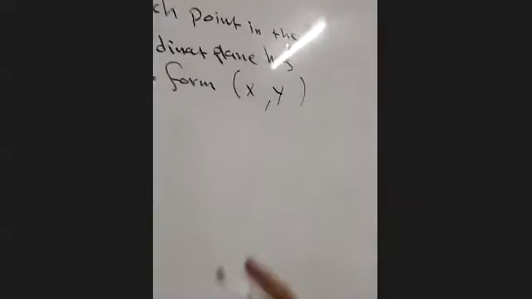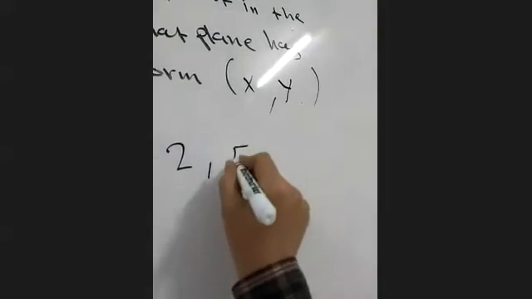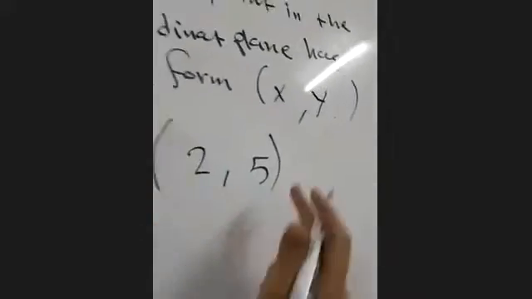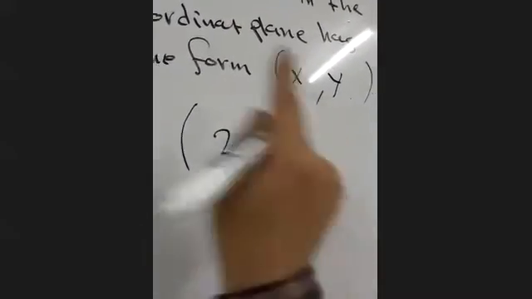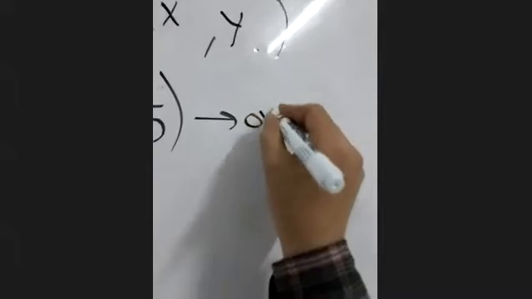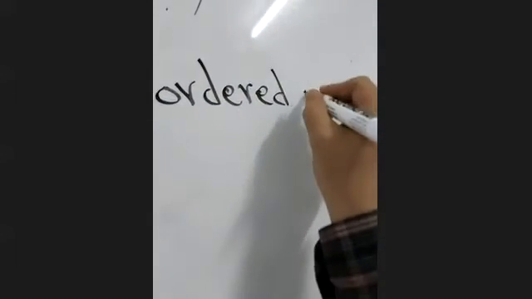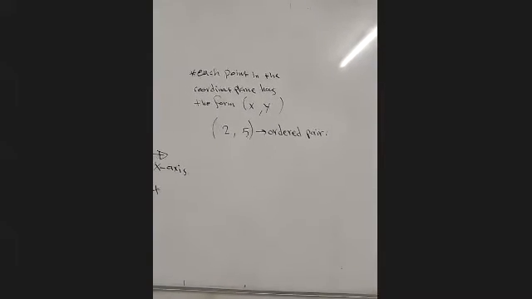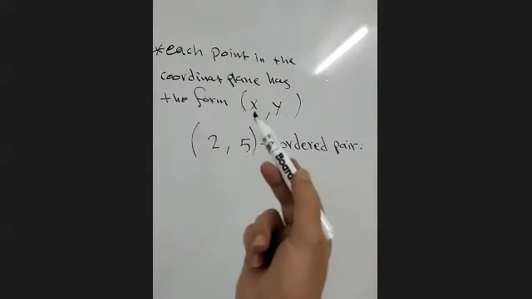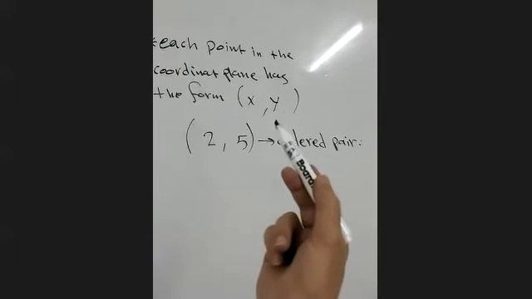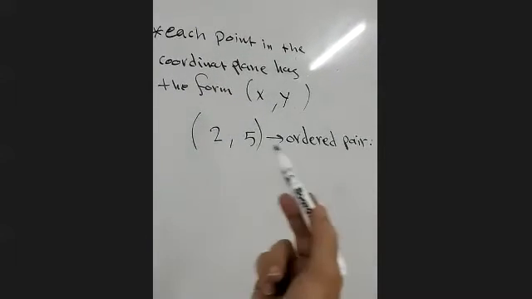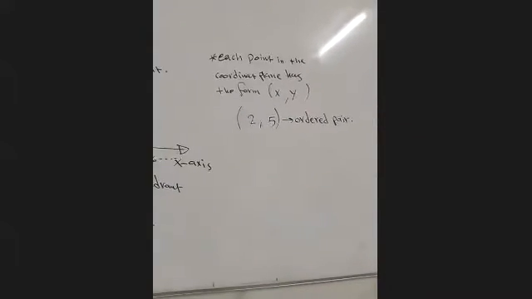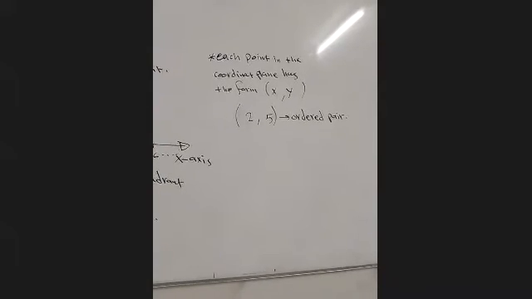Now, for example, 2 and 5. What do we call this, guys? This is 1 point, not 2 points. What do we call it? Ordered pair. Now, the first value is always x, and the second value is always y. So here, the 2 is for x and the 5 is for y.